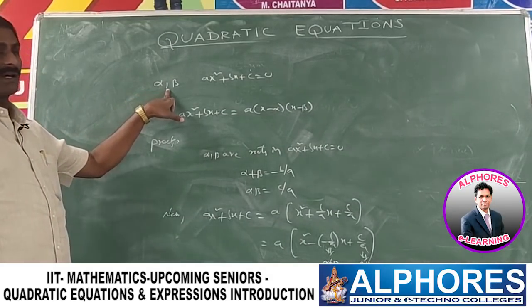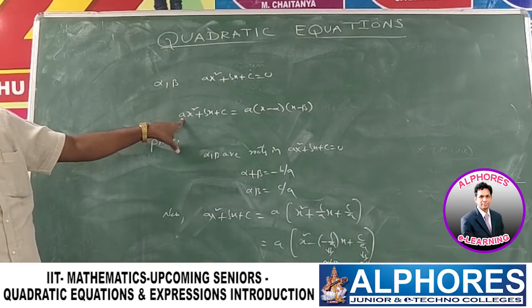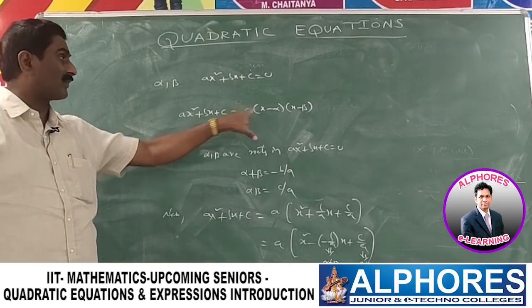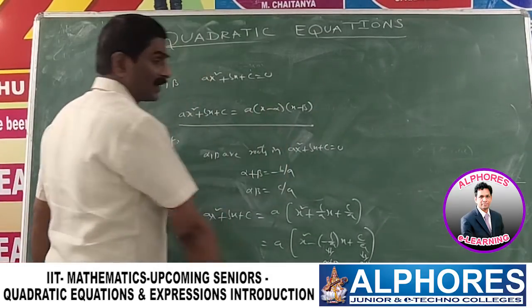If alpha, beta are the roots of ax square plus bx plus c is equal to 0, then the expression ax square plus bx plus c is equal to a of x minus alpha into x minus beta. It is the standard formula.